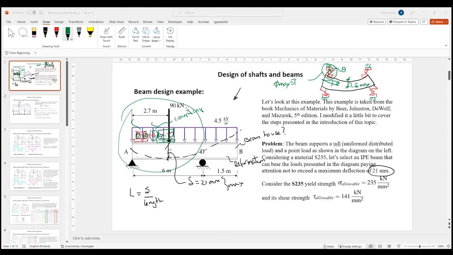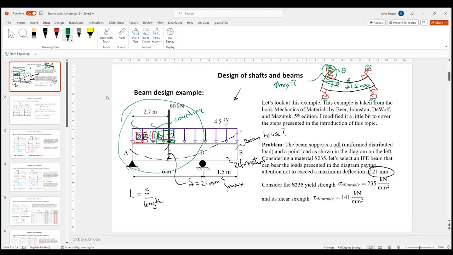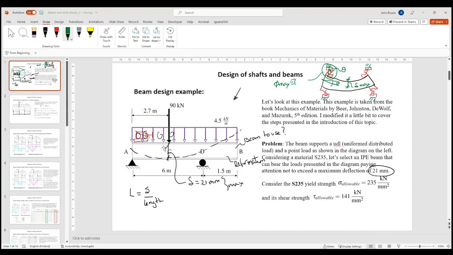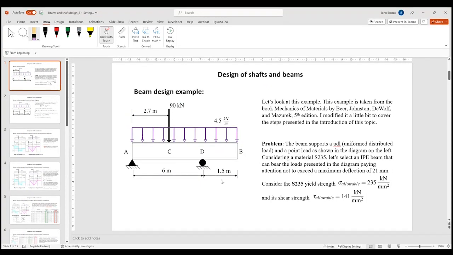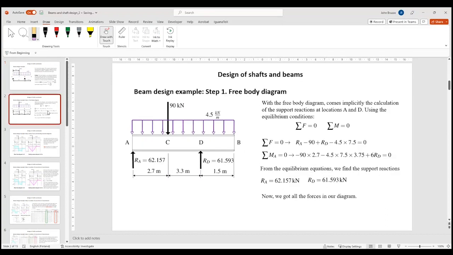So we have a beam. It's a typical beam design. You have all the data you need to calculate that beam. Let me just clean this up a little bit. Then it just asks, tell me what beam I need to use, and guarantee that the deflection is not going to be larger than 21 millimeters. And everything starts from here, the first step, the free body diagram.